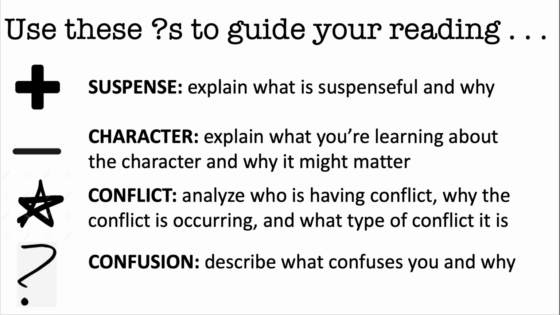The next is a star. Anytime that you're finding conflict is arising, okay, something that is creating a problem either within the character, within 2 different characters, or something even with just the environment that they're in, you're going to use that star. Then you're going to analyze who is having conflict, why the conflict might be occurring, and then if you can go this far, what type of conflict this is. This might be man versus self, man versus person, man versus nature, and so forth.